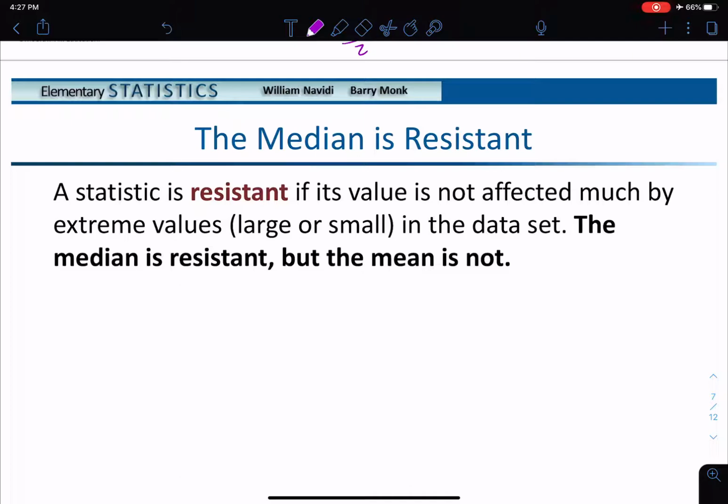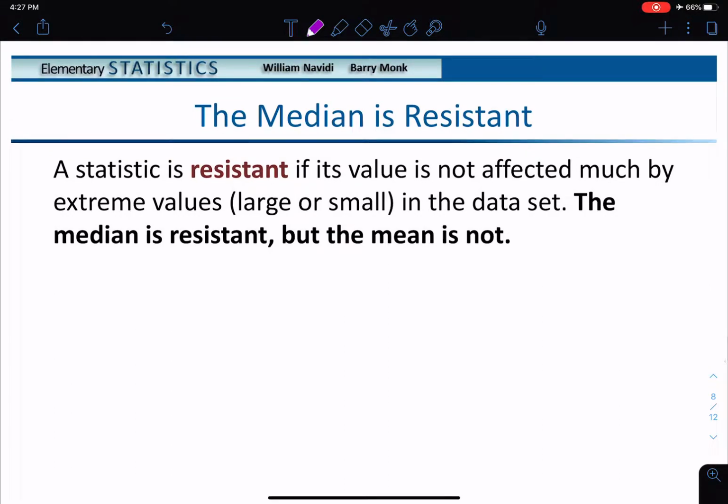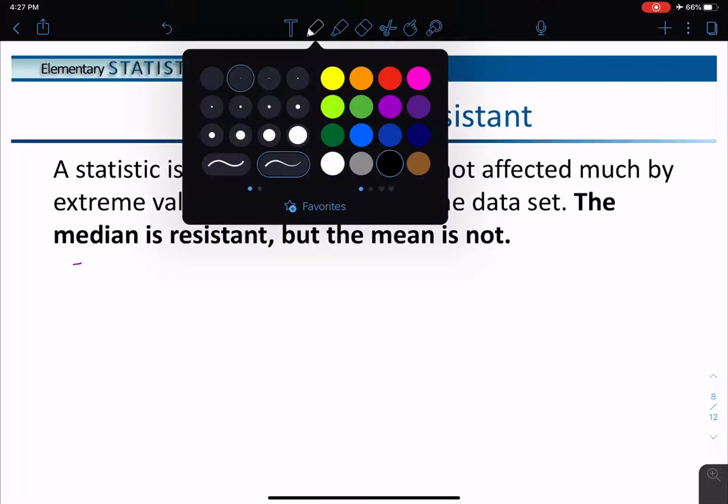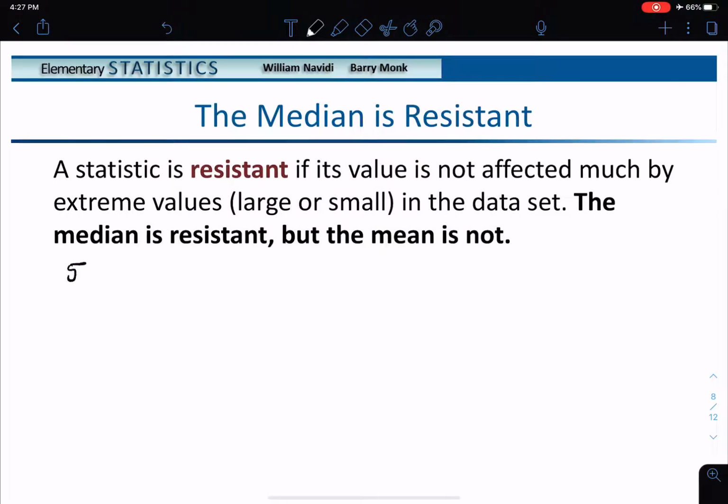One way to talk about that would be, with a median, if I had data values, let's say I had 5, 6, 7, 8, 9, 10, and 1,000.